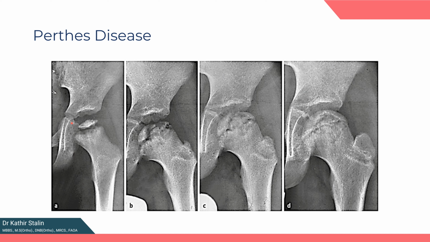Most children recover from Perthes disease, but it can take 2 or more years for the bone to regrow and to return to normal.